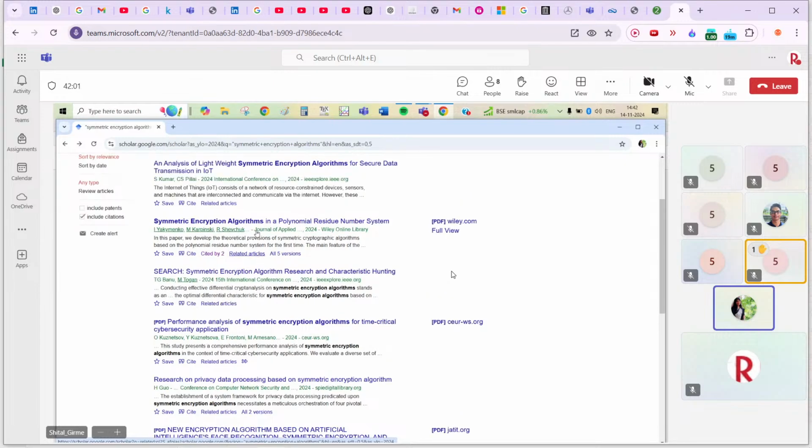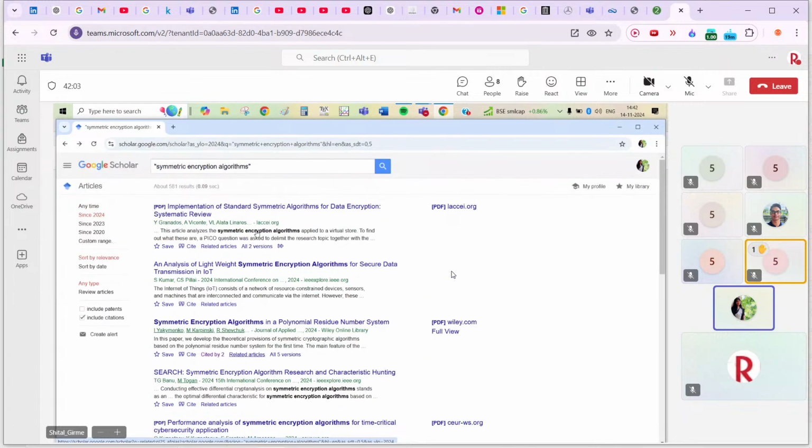Here you can include patents if you want. The search would be modified and give you patents related to the topic also. You can create an alert. If you create an alert, you will get an email whenever a paper on a particular topic is published. Likewise, you can put in the timeline and you will get papers accordingly.